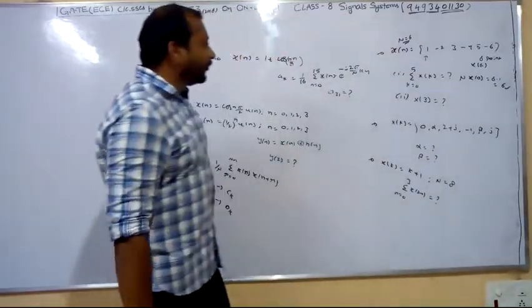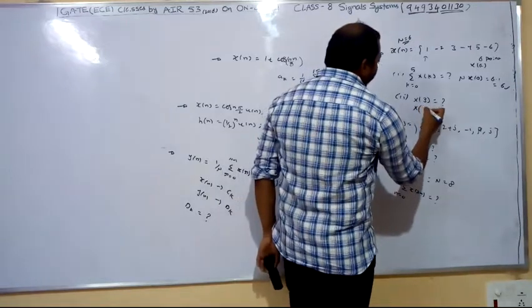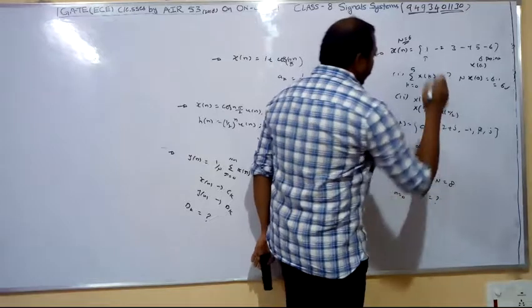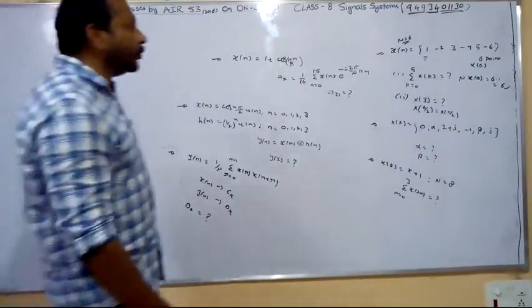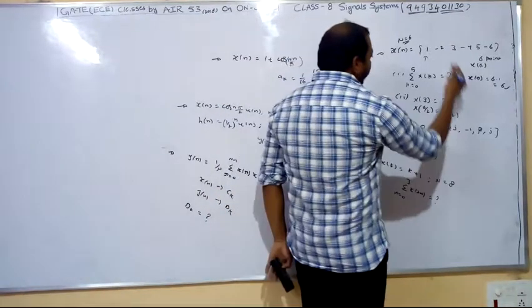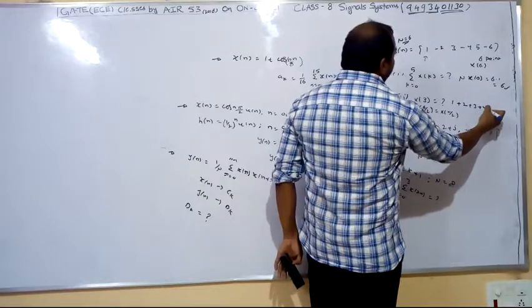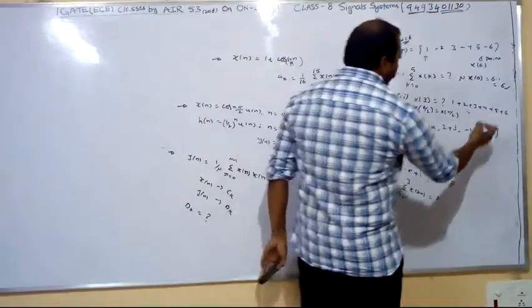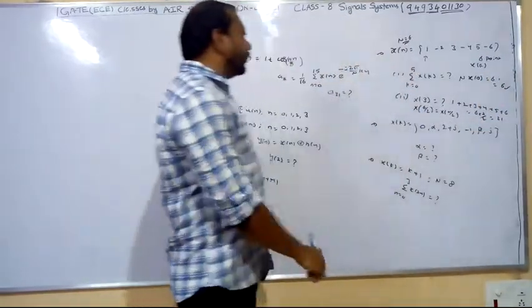And the next question is X of 3. X of 3 is simply X of N by 2, which is the summation of the given samples with alternate positive and negative signs. So this value is equal to 1 plus 2 plus 3 plus 4 plus 5 plus 6, which is 6 into 7 by 2, equal to 21. That is the corresponding value.